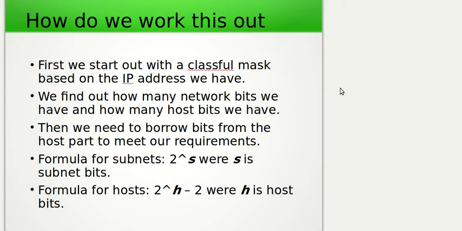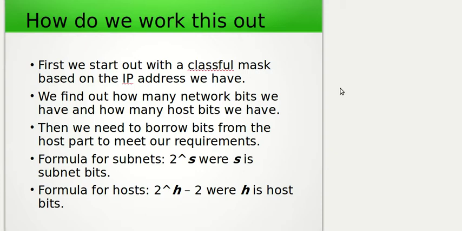And so we start out with a classful mask based on the IP address we have. So this is how we work it out. We all start with the classful mask. Normally we'd write the classful mask in binary. Then we have to find out how many network bits we have and how many host bits we have. And then to meet our requirements for how many subnets we need and how large subnets have to be, we have to borrow bits from the host part to meet our requirements.